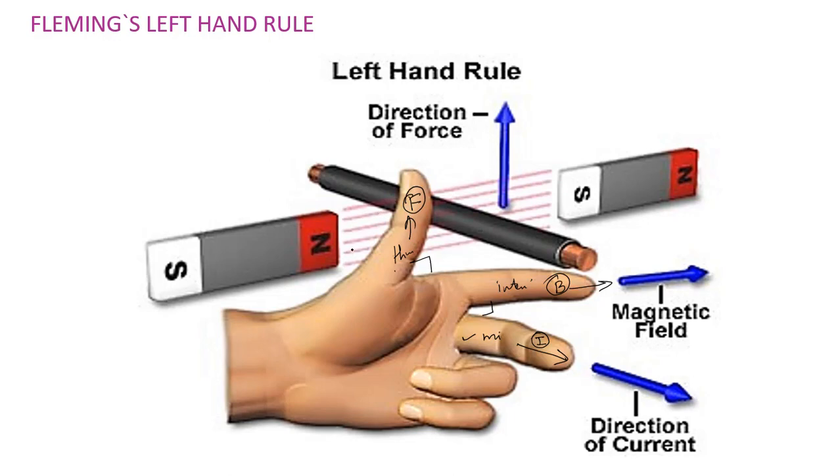In this figure you can see the index finger is pointing from north to south, and the current in the conductor is along the length of the conductor from A to B. You can see the thumb is pointing up, so the direction of force on the conductor will be up. I hope Fleming's left hand rule is clear to all of you.